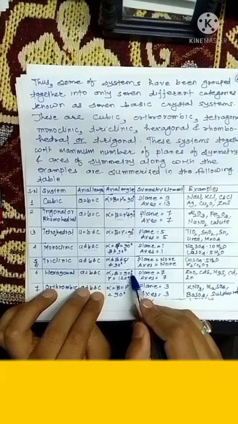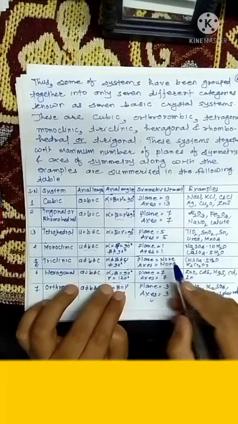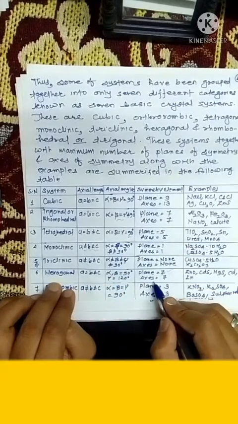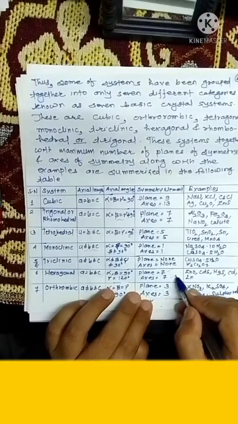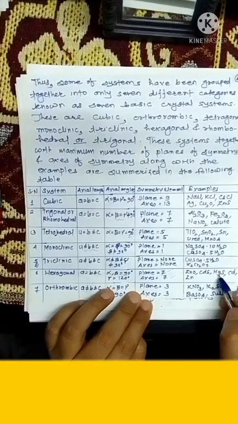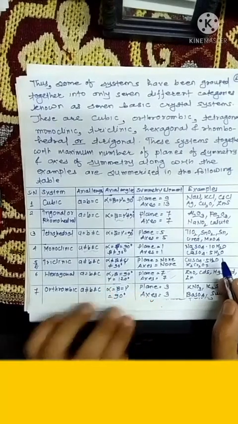Alpha and beta are always equal to 90, gamma is always equal to 120. There are 7 planes of symmetry in hexagonal system and 7 axes of symmetry. Examples are CdS, HgS, CdO, zinc oxide.